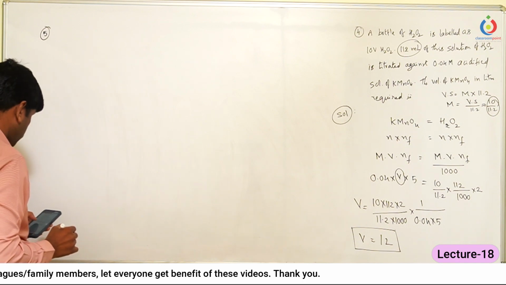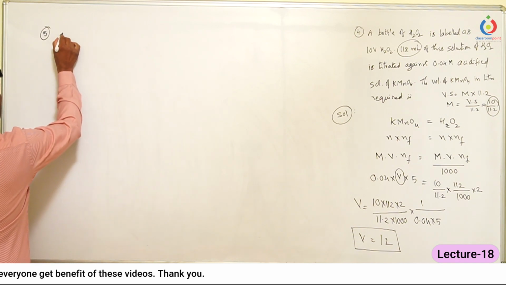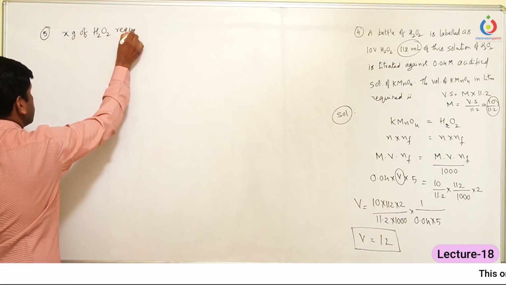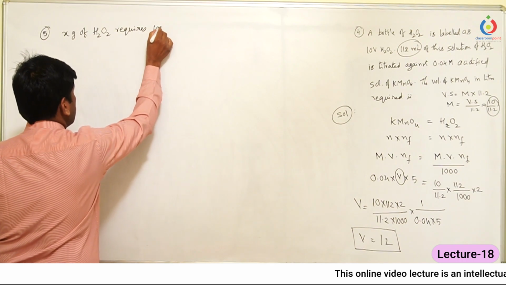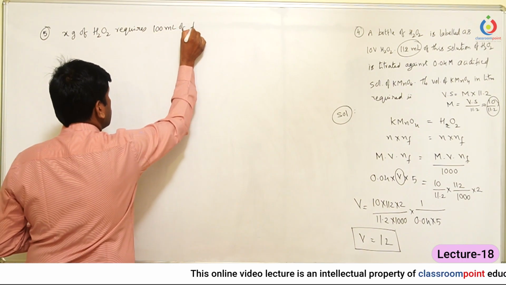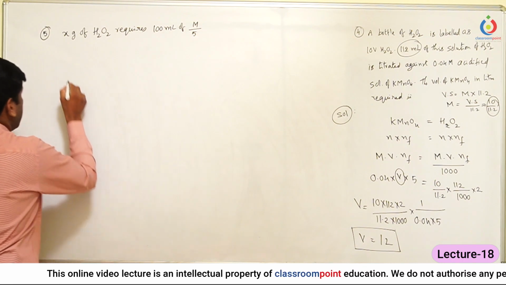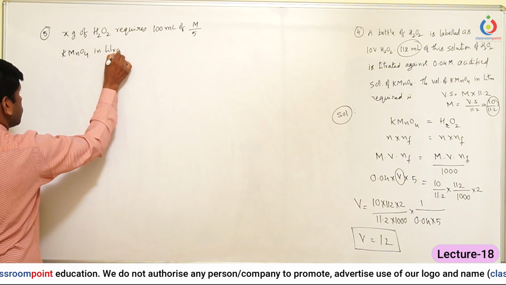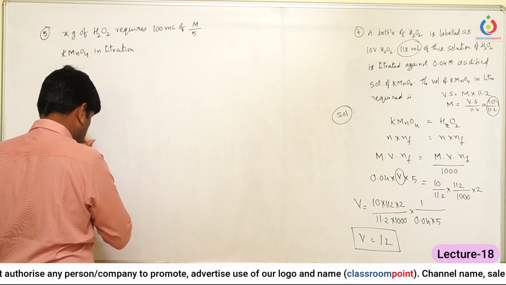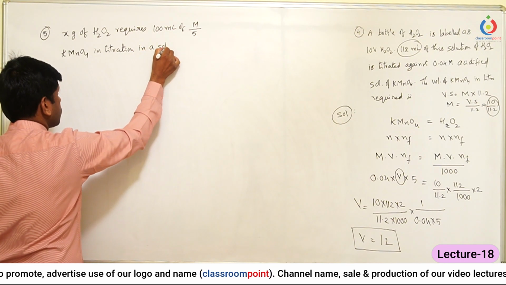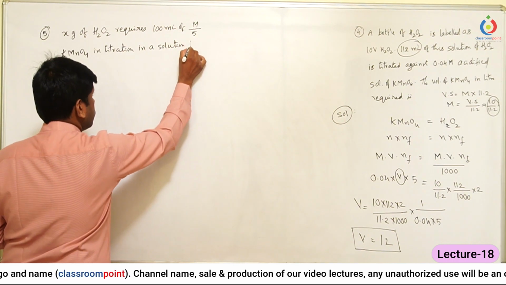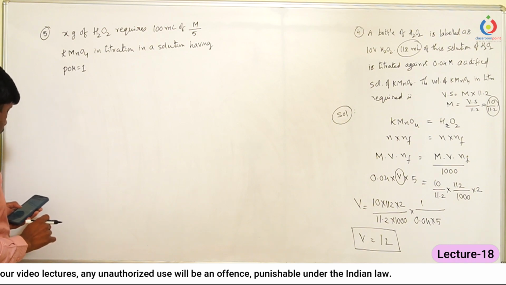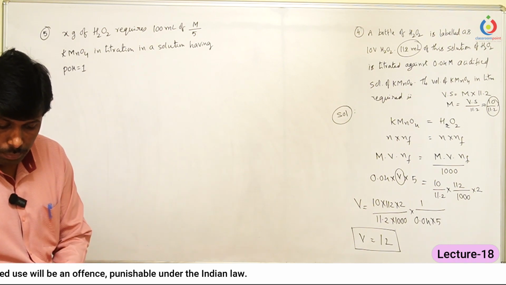Question number 5. X grams of H2O2 requires 100 ml of M/5 KMnO4 in titration in a solution having pOH equals 1. They're asking, what is the value of X?